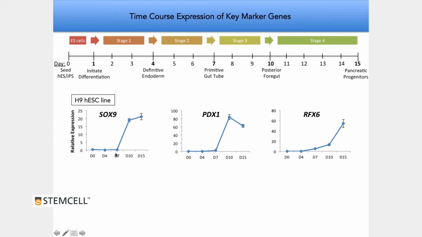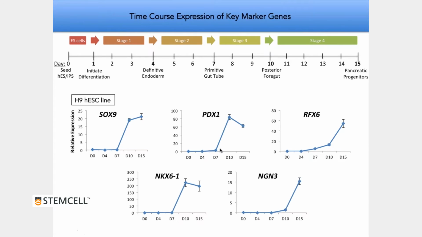And you can see that over time the pancreatic markers SOX9 and PDX1 begin to upregulate their expression around day 7. And here on the right-hand side of the screen, you can see that RFX6 expression activation coincides quite nicely with the onset of PDX1. Two other very important pancreatic markers are NKX6.1 and NGN3, and they too show robust upregulation beginning around day 7 of differentiation and increasing to the end of the protocol, which is day 15.